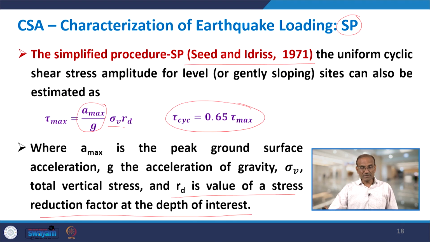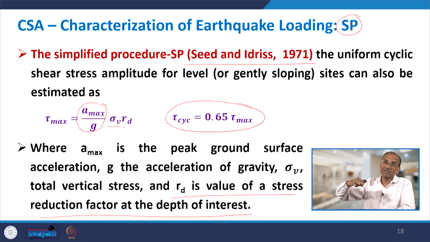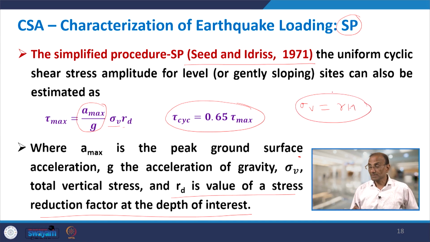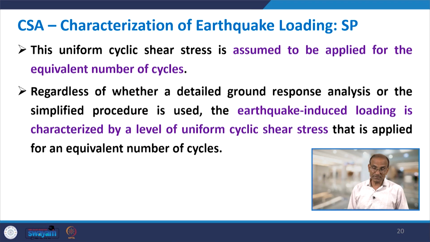So, we are set. We know the Amax, we know g, and the only thing left is sigma V, the overburden pressure, and that will vary with the depth. If you know the unit weight, then sigma V can simply be calculated. For total stress, sigma V is gamma into Z, where Z is the depth and gamma is the unit weight of the soil. This way we find it out.